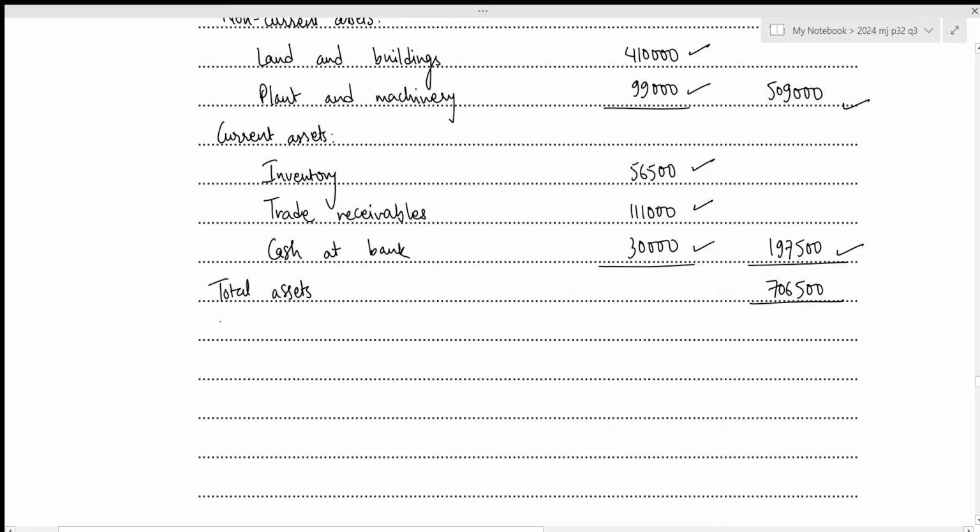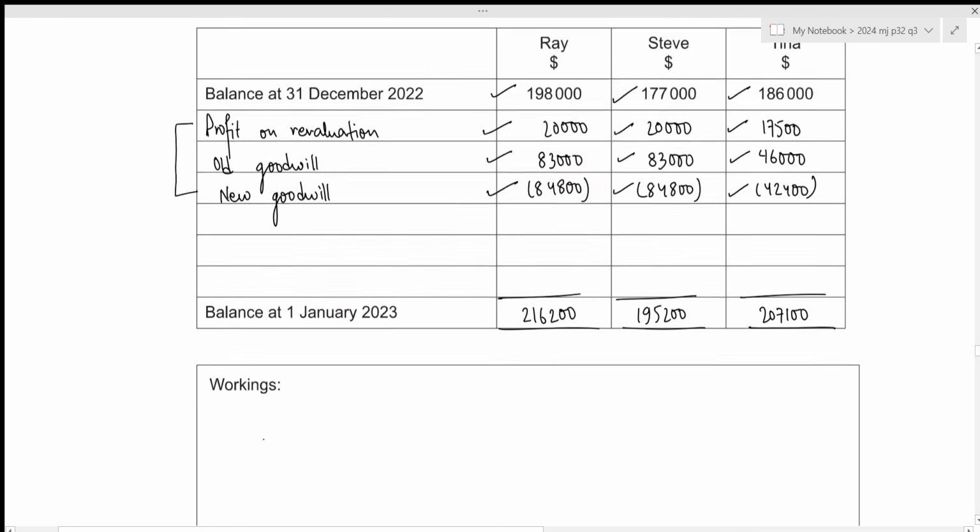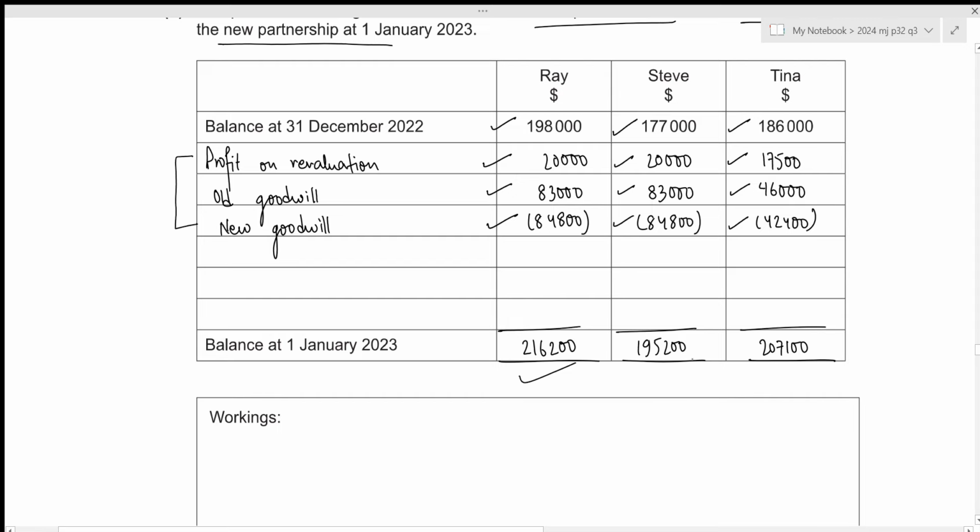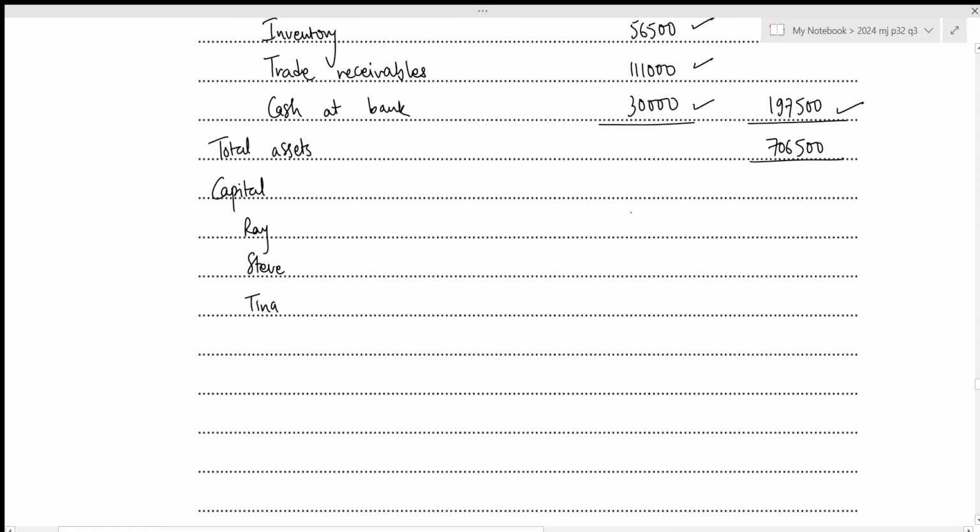Now we can move towards the capital section, where we will list down the capital of Ray, Steve, and Tina, and we need to include the values in their capital account for the new partnership, which we have already calculated in the second part. So that will be 216,200, 195,200, and 207,100. Let's write it down. So for Ray, it's 216,200. For Steve, it's 195,200, and for Tina it's 207,100. The total will be 216,200 plus 195,200 plus 207,100, which results in 618,500.